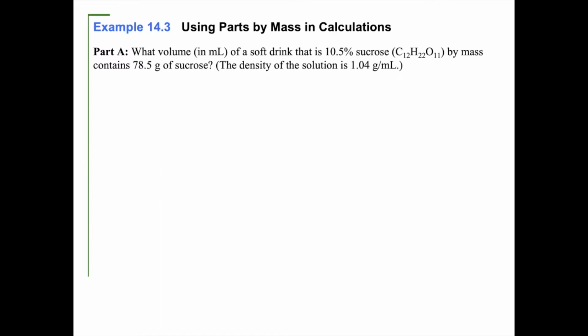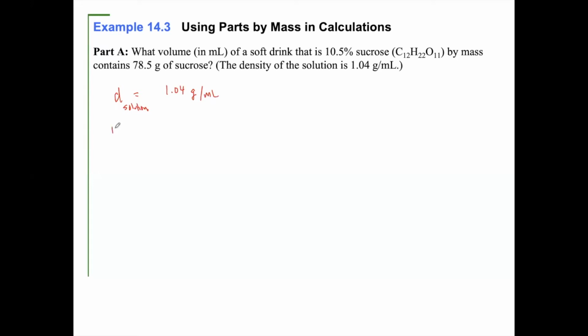Okay, so what volume in milliliters of a soft drink that is 10% sucrose by mass contains 78.5 grams of sucrose? And then we're given the density of the solution. Okay, so the solution is the soft drink, right? A soft drink is a homogeneous solution. So the density of the soft drink is 1.04 grams per milliliter. Okay, so we'll just write that down. Density of the solution, 1.04 grams per milliliter.